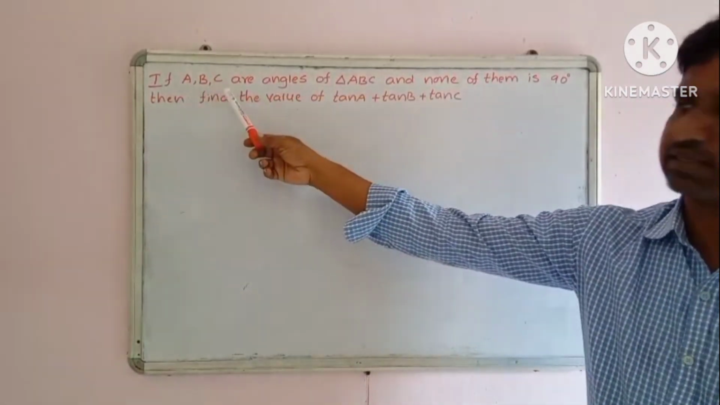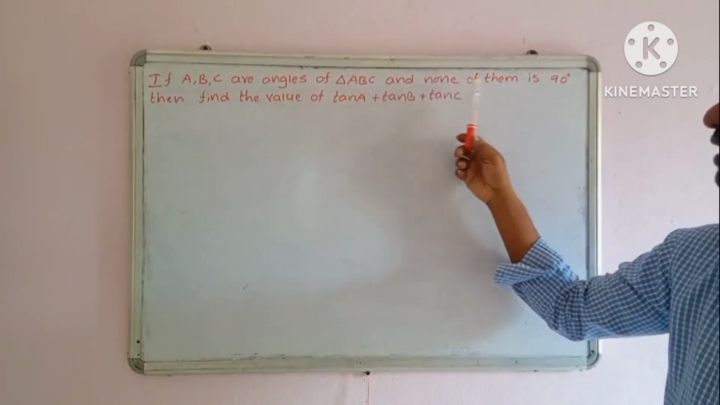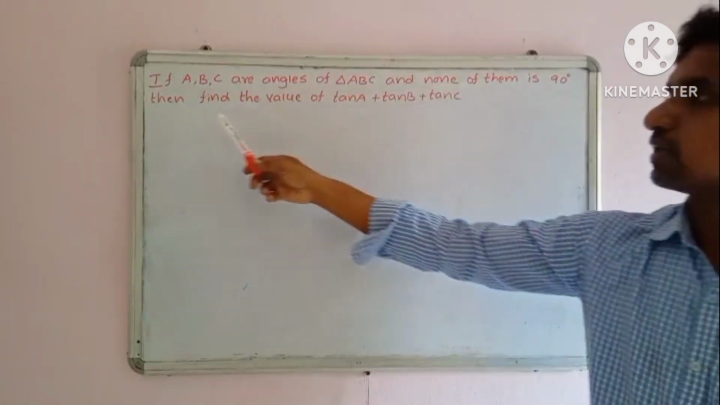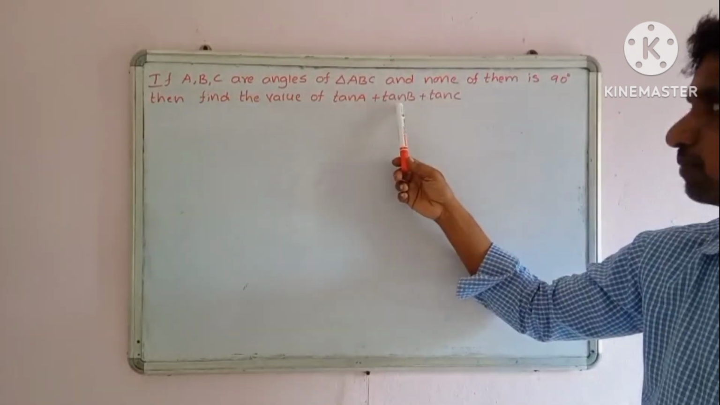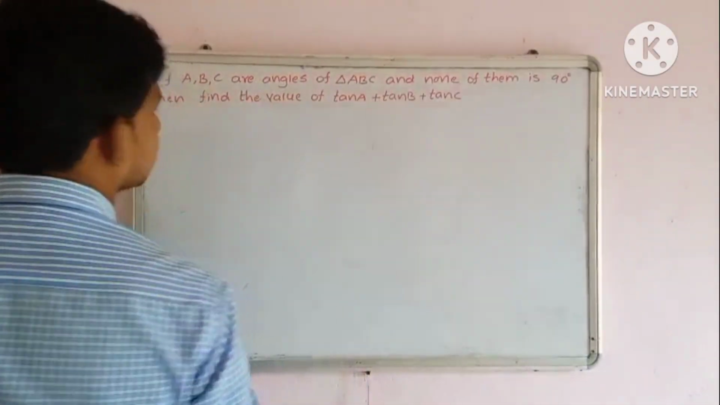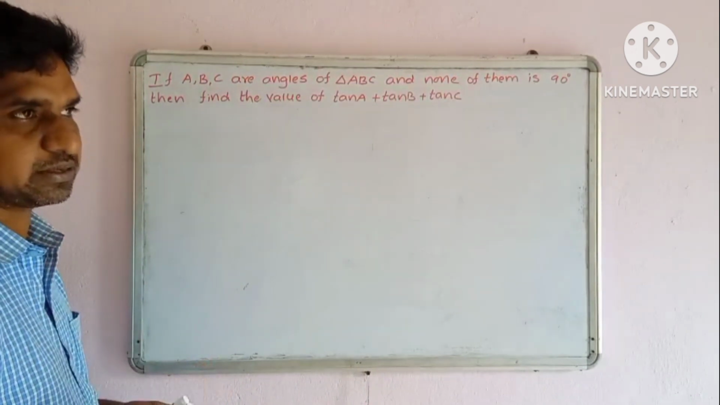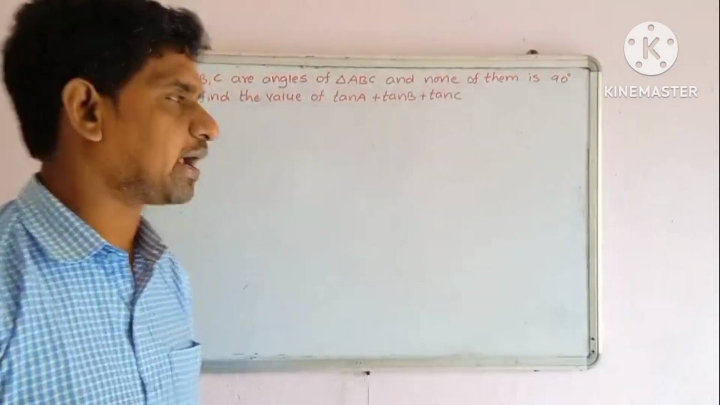If A, B, C are angles of triangle ABC and none of them is 90 degrees, then find the value of tan A plus tan B plus tan C. Okay, A, B, C are angles of triangle ABC, so the sum of the angles in a triangle is 180 degrees.